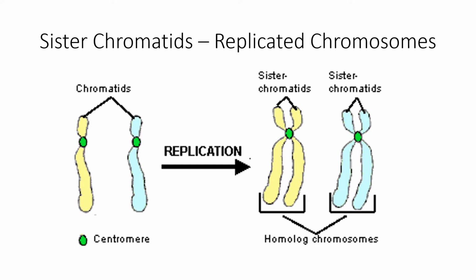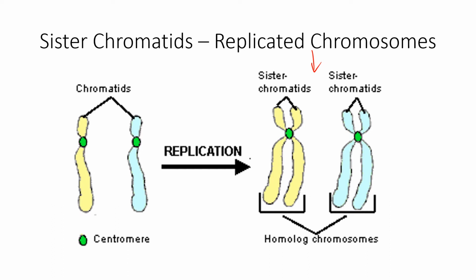So here again is a look at sister chromatids. On the left, we have unreplicated chromosomes, and on the right, we have replicated chromosomes. And the way I know that is because an unreplicated chromosome has only a single chromatid on the top and the bottom. Replicated chromosomes, like you see on the right-hand side of this picture, have two sister chromatids on the top and two sister chromatids on the bottom.